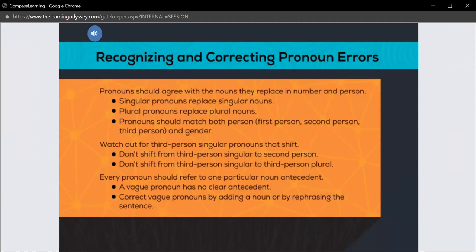Don't forget to watch out for shifty pronouns that change from third person singular to second person or third person plural. Finally, every pronoun should clearly refer to an antecedent. Correct vague pronouns by adding a noun or by rephrasing the sentence.